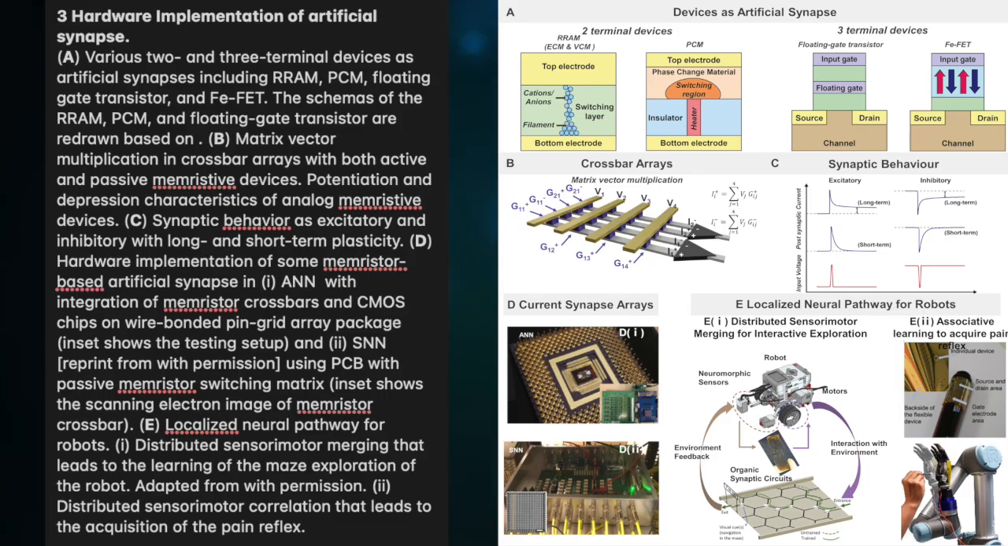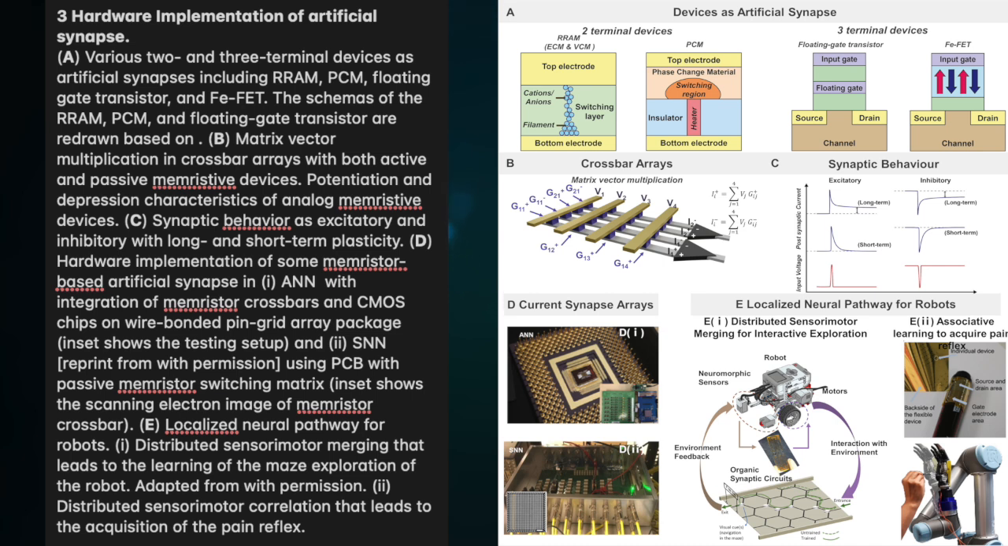3. Hardware implementation of artificial synapse. A. Various 2- and 3-terminal devices as artificial synapses, including RRAM, PCM, floating gate transistor, and FeFET. The schemas of the RRAM, PCM, and floating gate transistor are redrawn based on B. Matrix vector multiplication in crossbar arrays with both active and passive memristive devices. Potentiation and depression characteristics of analog memristive devices. C. Synaptic behavior as excitatory and inhibitory with long and short-term plasticity.